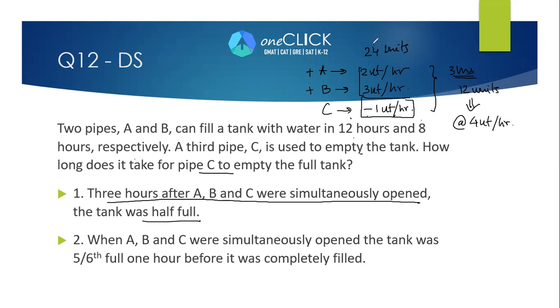So 1 unit per hour, 24 units will take some time. We can figure out 24 hours. That's therefore sufficient to answer. We don't need to calculate it, but we just need to understand that we can figure out the rate of C. That's it. So 1 is sufficient.